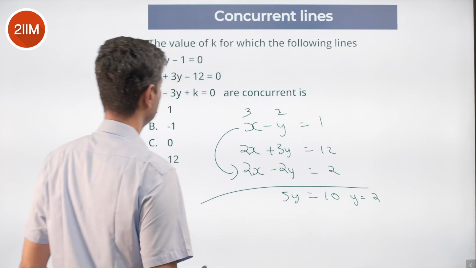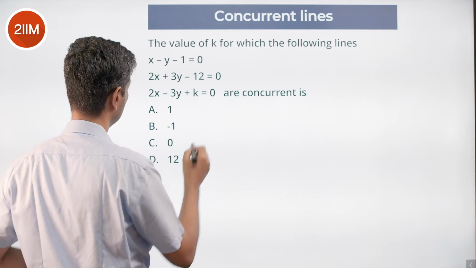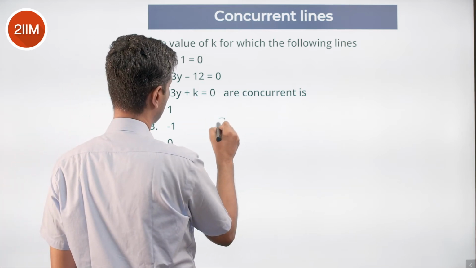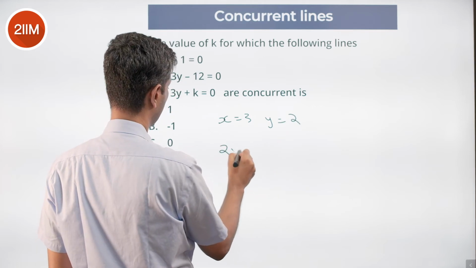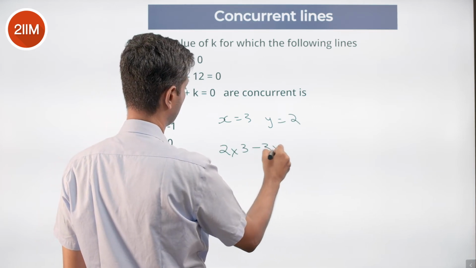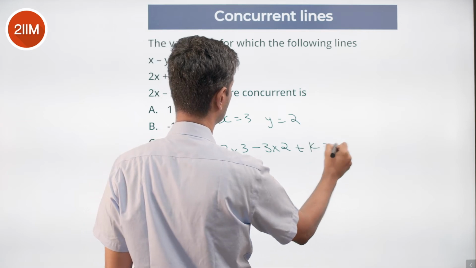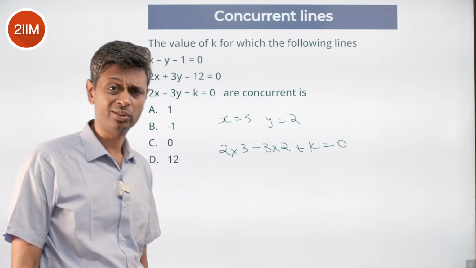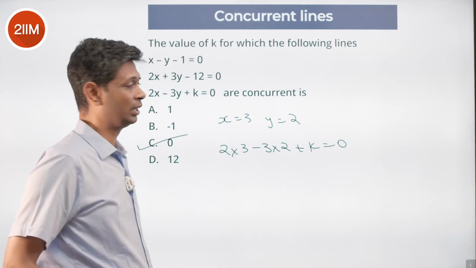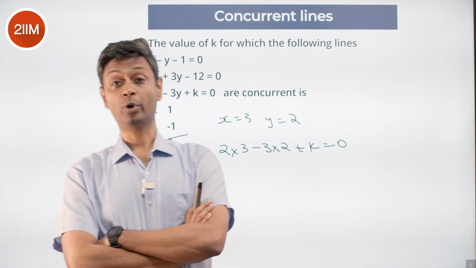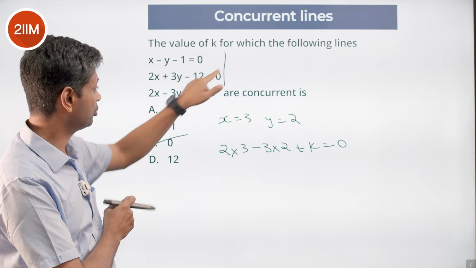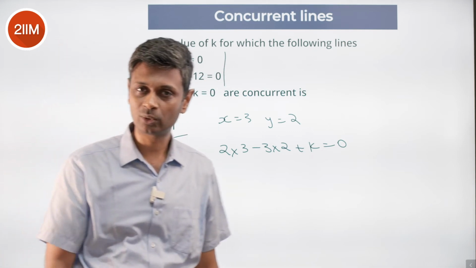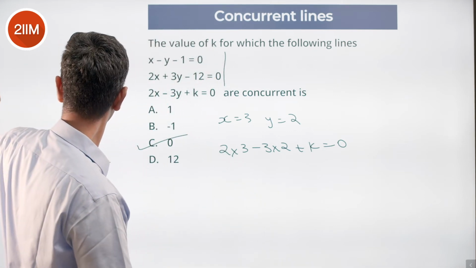Substitute that here. It should be satisfied. X is 3, y is 2. What we get? 2 into 3 minus 3 into 2 plus k is equal to 0. 6 minus 6 plus k equal to 0. K should be 0. If 3 lines are concurrent, they should have a common point. All 3 pass through the same point. Find the point these two pass through. Substitute that here, it should work. Find k. K is 0. 3b.